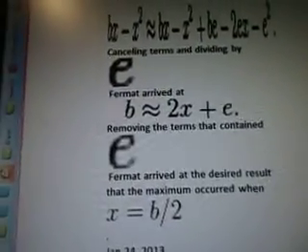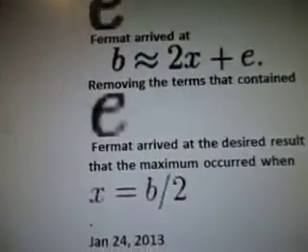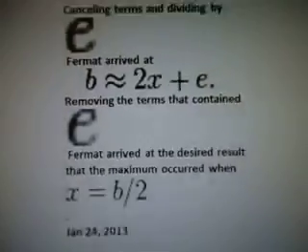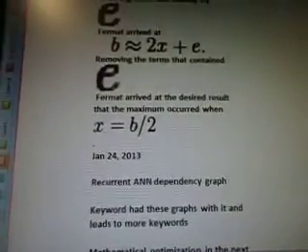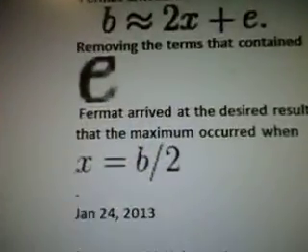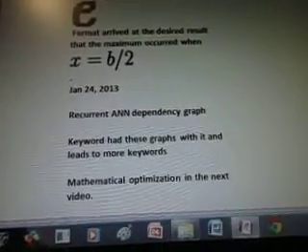Canceling terms and dividing by e, Fermat arrived at b. I don't even know what that symbol means in chemistry and physics. You guys know? Tell me. Removing the terms that contained e, Fermat arrived at the desired result that the maximum occurred when x equals b divided by 2. Okay. January 24th, recurrent ANN dependency graph.